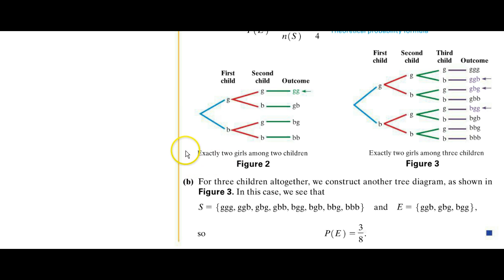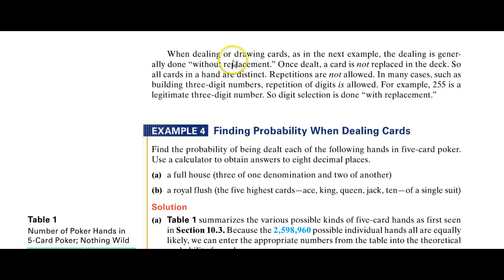Now here, keep in mind that order is not important, and other things that we have mentioned in previous sections we will be talking about in our next section, probability of events, and some of this will come up there as well. So in looking this over, it says when you are dealing or drawing cards, the dealing is generally done without replacement. So once you give a card out of a 52 card deck, if you give 3 cards out, you only have 49 cards left. So once dealt, a card is not replaced in the deck. So all cards in hand are distinct. Repetitions are not allowed.